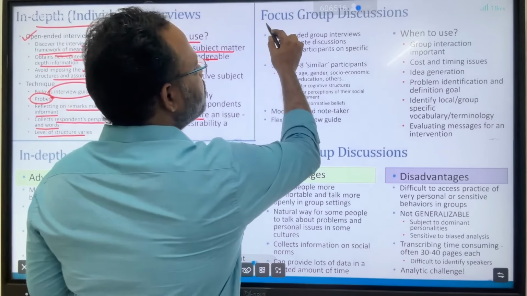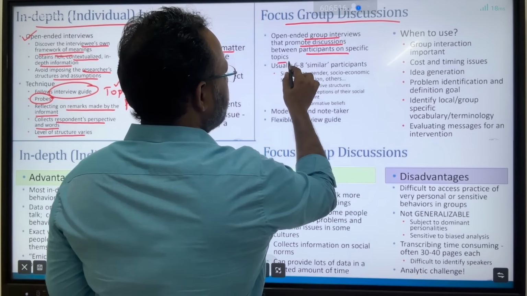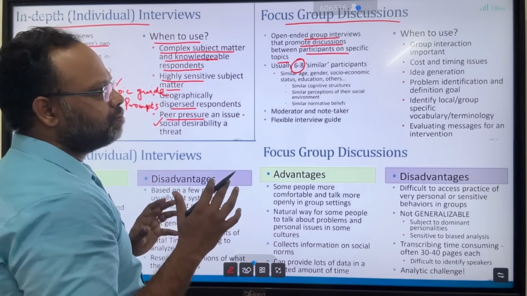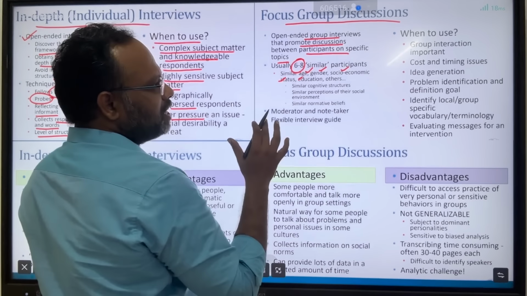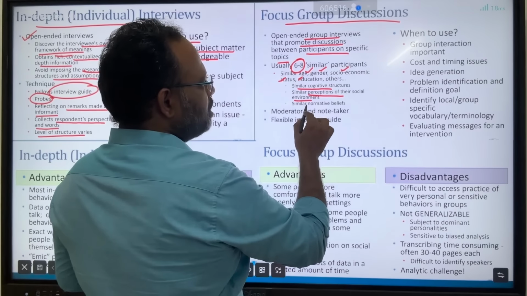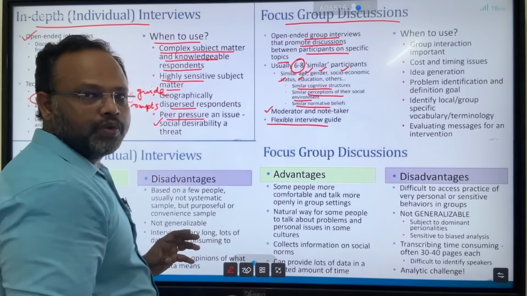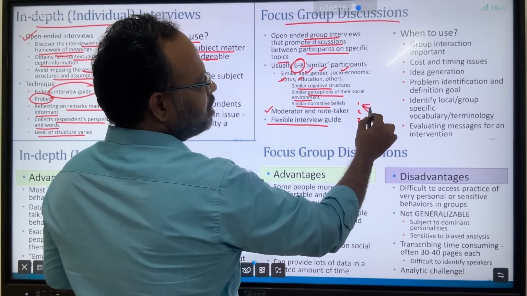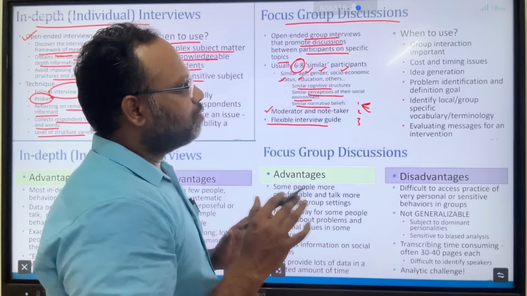And we have the focus group discussion. These are open-ended group interviews that promote discussion between participants on special topics, usually 6 to 8 similar participants. I mentioned homogeneous participants, that is, people with similar characteristics, such as similar age, gender, socioeconomic status and education, for a healthy discussion. They should have similar cognitive structures, similar perception of their social environment, similar normative beliefs, and there should be a moderator and a note taker, and a flexible interview guide. So we have a topic guide with a set of questions. We have deviations from the questions, and we get the answers and try to understand the phenomena, event or behavior of the individuals.